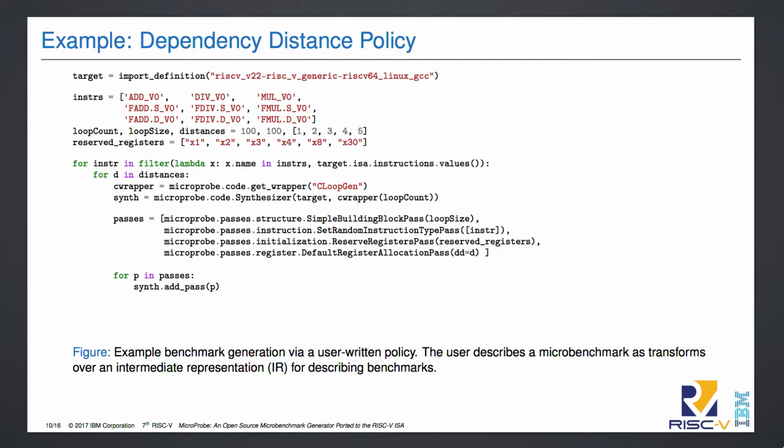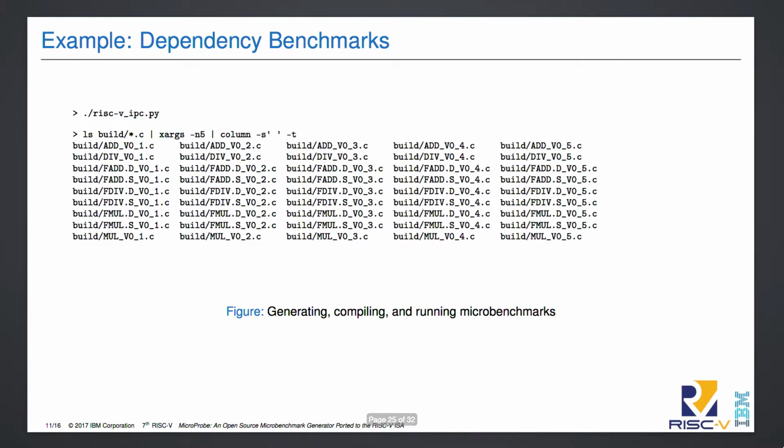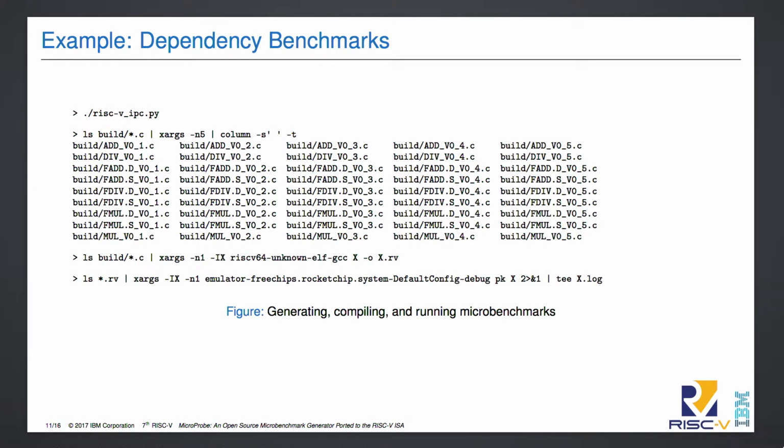I then define my specific passes. In this case, I have 4 passes. The first one creates a building block of instructions. Then I emit random instructions within that. I reserve specific registers. And finally, I allocate the registers based on the dependency distance that I care about. In this case, I'm sweeping over the instructions as well as the dependency distance. And then finally, I emit this and throw it into some directory. So now that I actually run my program, I generate all of my different benchmarks with different dependency distances, and then I can run them on the Rocket chip emulator.